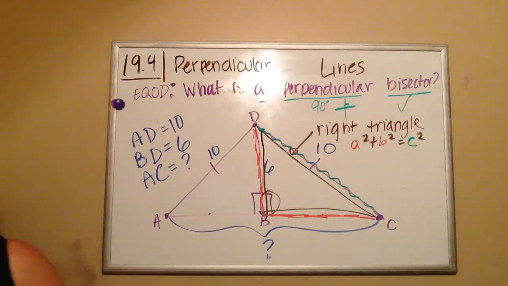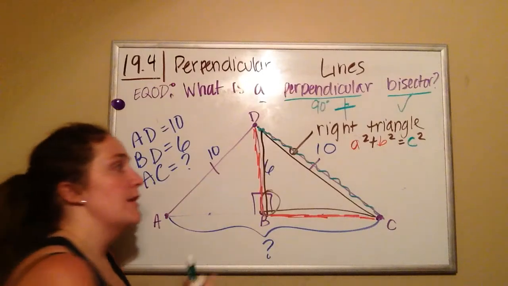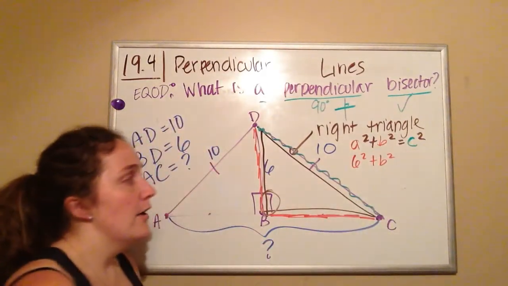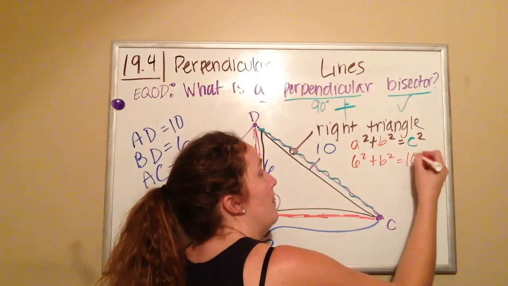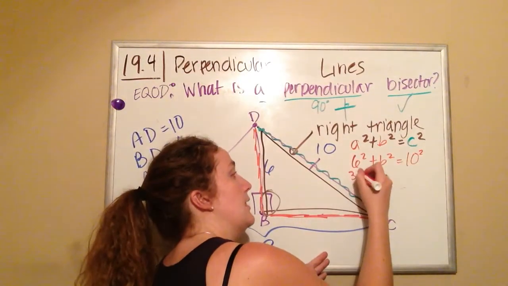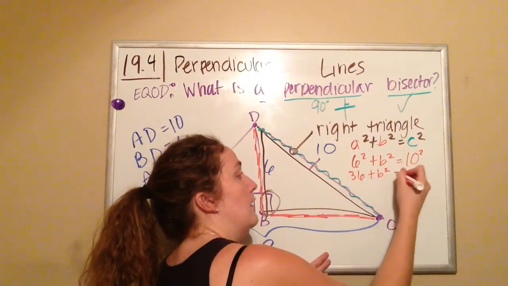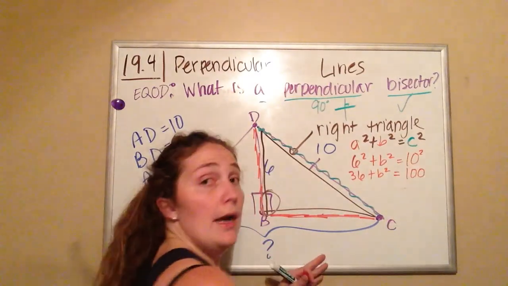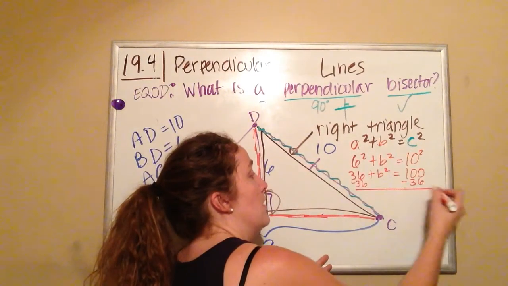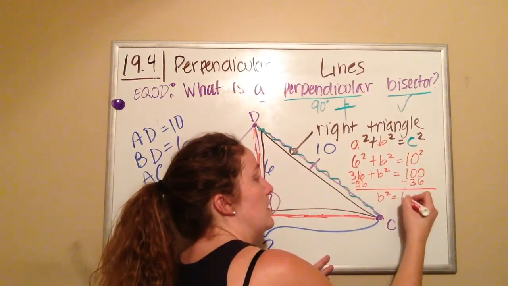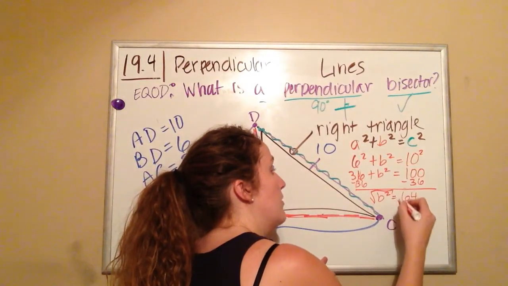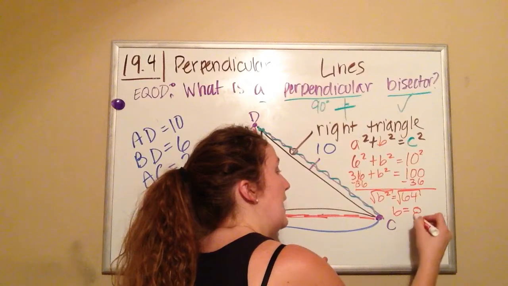Okay, so when we plug in the lengths that we know, here's what we have. We have a 6 that can go in right here for the A. We don't know what B is, and our C is a 10. Okay? And then we're just going to solve it. 6 squared is 36. 10 squared is 100. And we're going to keep solving. We're going to subtract 36. Okay? We get B squared is equal to 64. To get rid of that square, as we've talked about before, we do have to square root. And we get B is equal to 8.